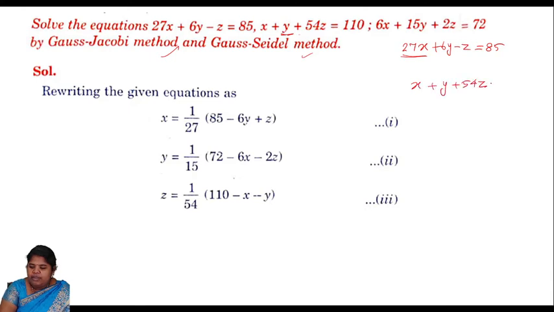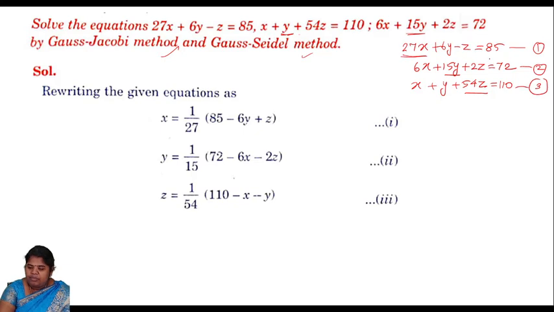x plus y plus 54z equal to 110. And the third equation is written as the second equation: 6x plus 15y plus 2z equal to 72. Now, if we check, we get diagonally dominant equations. So, these are our equations 1, 2 and 3.